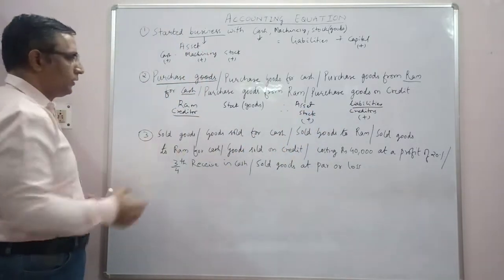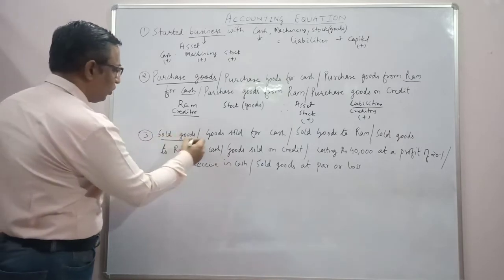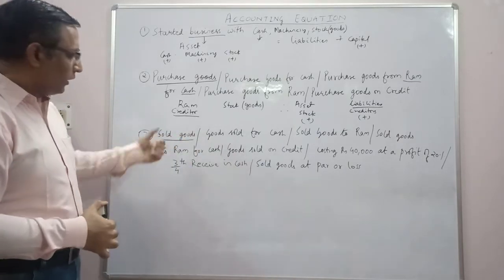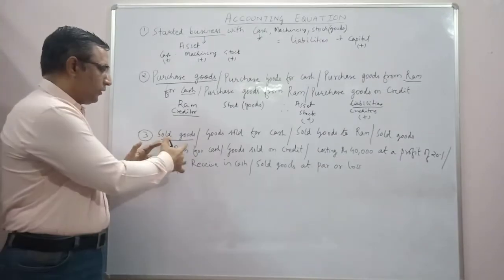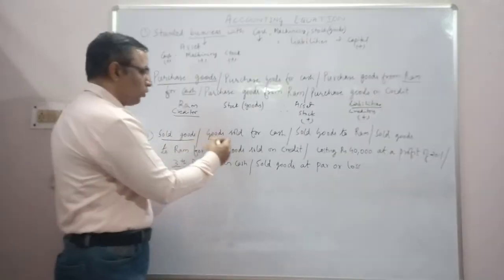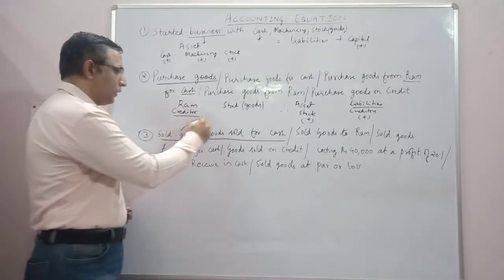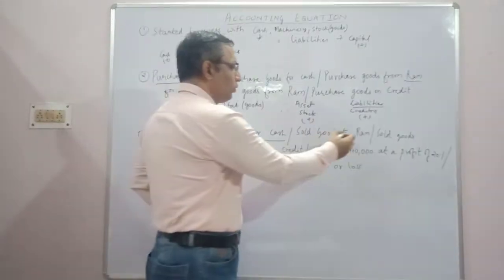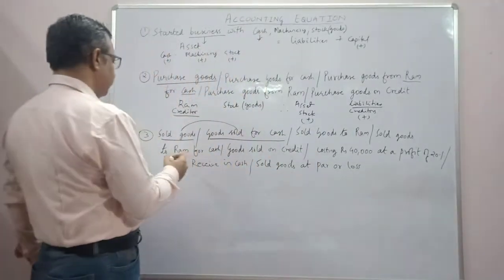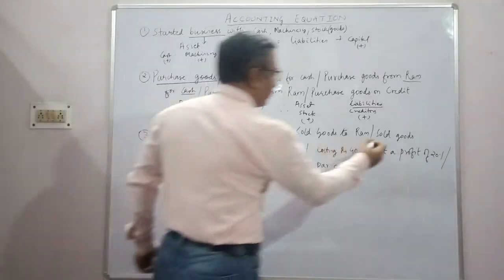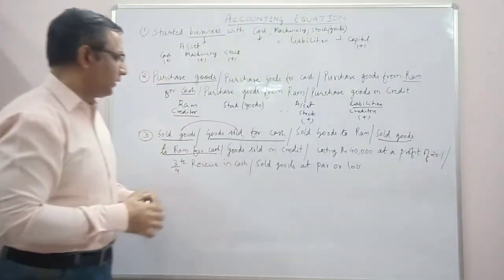Now we come to sales, goods sold. When goods are sold and nothing is given, it means it is on cash. Goods sold for cash, both are the same. Goods sold to Ram, no. Goods sold to Ram for cash. You see these three transactions.